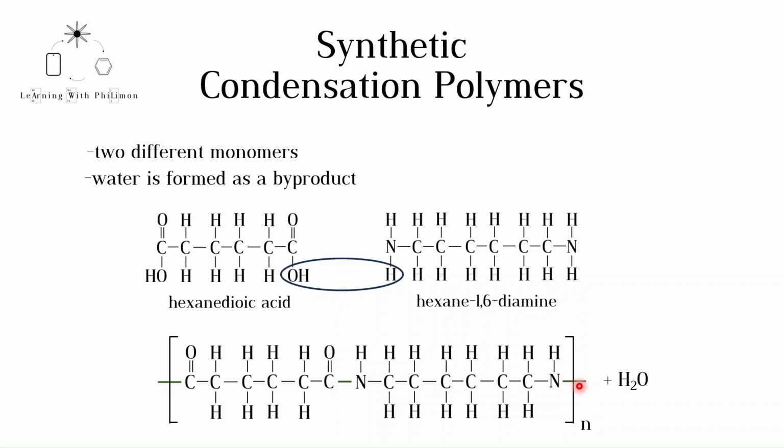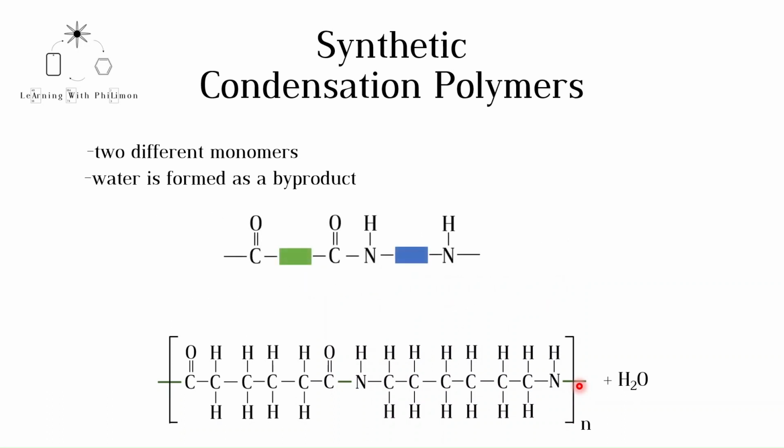At GCSE level, this structural formula will often be simplified to this type of diagram. The different colored boxes represent the carbon chains contained within each monomer. By reacting a carboxylic acid and an amine, we have formed an amide, which consists of the functional group CONH.